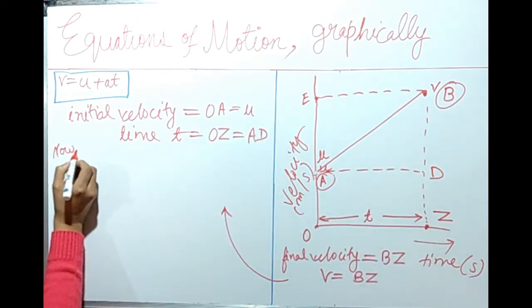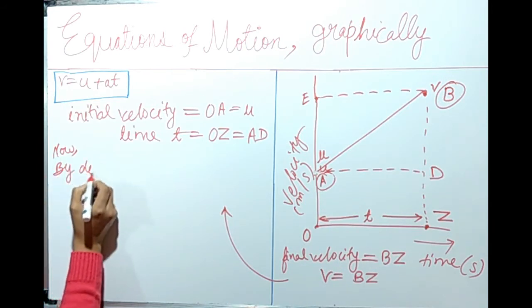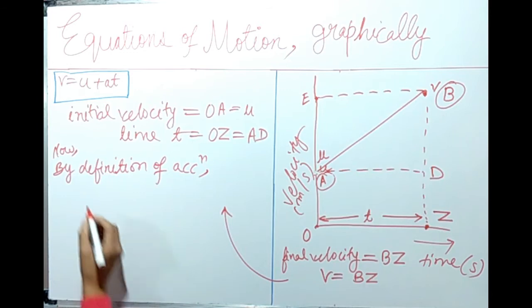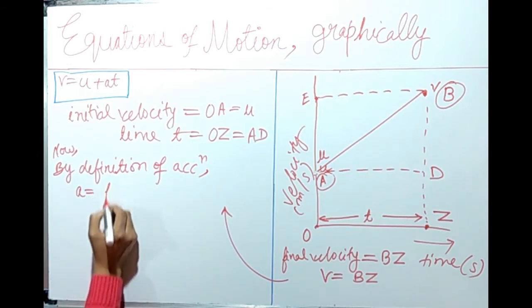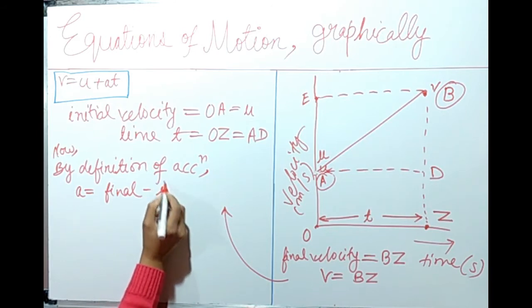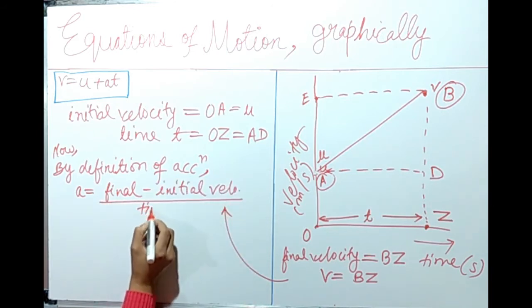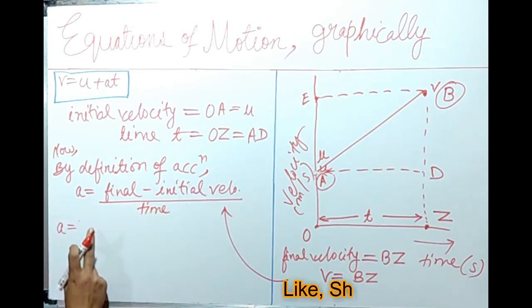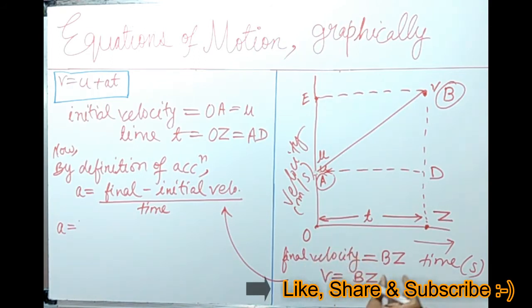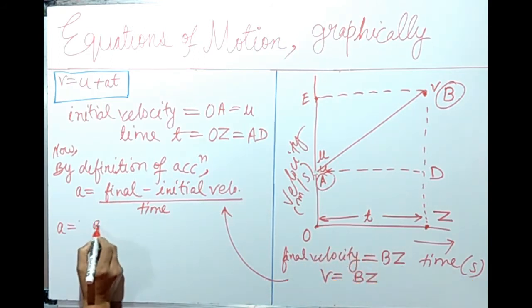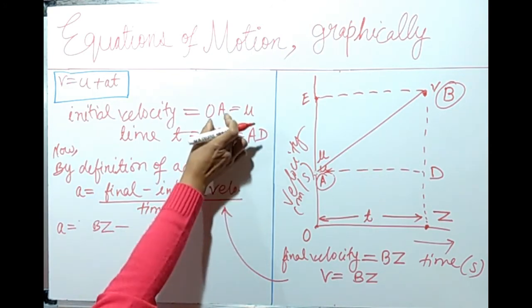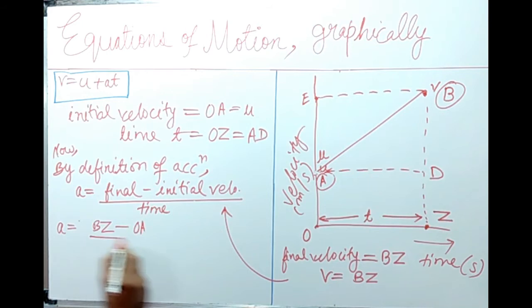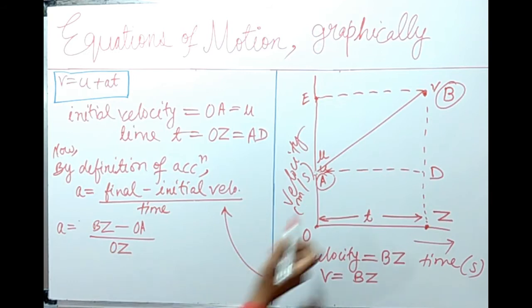Now, by definition of acceleration, a equal to final minus initial velocity upon time. This is the formula for acceleration. With the help of the graph, what is the final velocity? Final velocity is equal to BZ, minus initial, which is equal to OA, and time is equal to OZ. You can write OZ here or you can write AD here. Both are equal to time t.